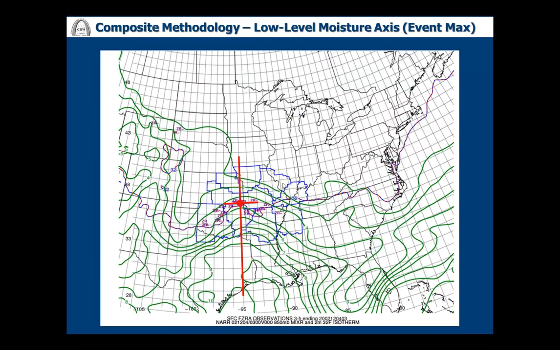Moving into the methodology of choosing the composite center point. After some analysis, we found that what seemed to be most consistent was using the axis of the low-level moisture, and that was done by analyzing the 850 millibar mixing ratios, and that's in green here. So you can see the higher values centered maybe in the western Gulf, eastern Texas there, and that axis travels north into Oklahoma and Kansas. And where that intersects the 2-meter, 32-degree isotherm became the composite center. For this particular case, that's where the red dot is, the crosshair. So we did that for start, max, and end times, and all the composite results were done off that.